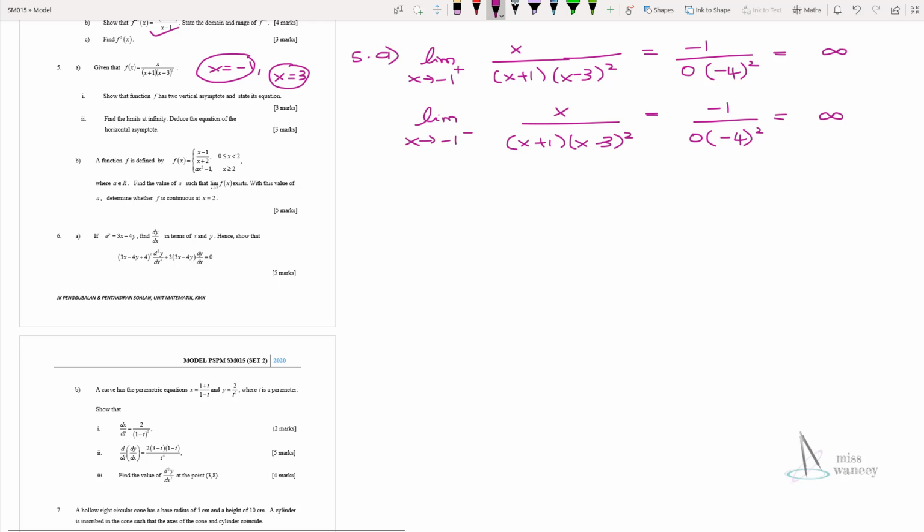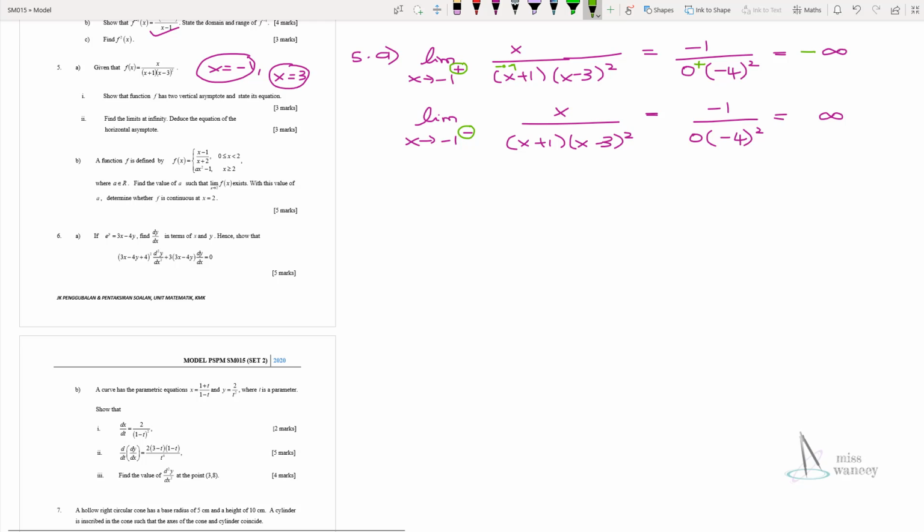In order to know whether it is positive or negative infinity, I need to be extra careful about whether I'm approaching from the right hand side or the left hand side. From the right hand side, let us choose a number that is greater than negative 1, so negative 1 plus 0.1, let me use negative 0.9. Negative 0.9 plus 1 is a positive number. So negative, positive, positive, so this is negative infinity.